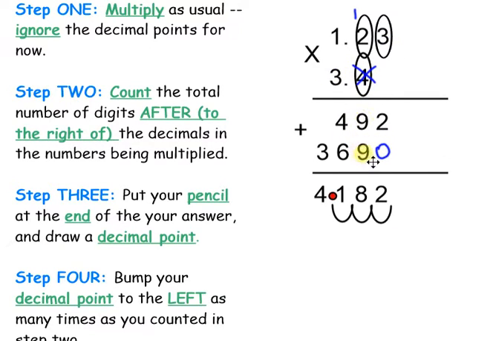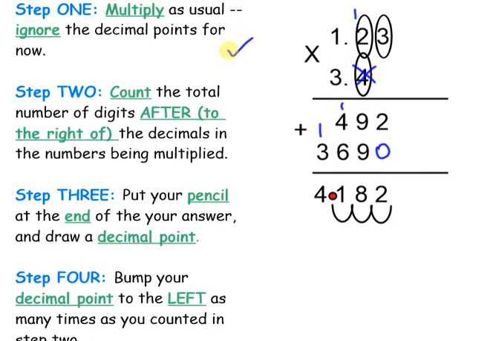3 times 3 is 9. 3 times 2 is 6. And 3 times 1 is 3. Okay? Now we're going to add them up as normal. 2 plus 0 is 2. 9 plus 9 is 18. So here's the 8. Carry the 1. 4 plus 6 is 10, plus 1 is 11. So carry the 1, put the other one here. And 3 plus 1 is 4. Now, that is completely normal multiplication of 3-digit by 2-digit numbers, okay?